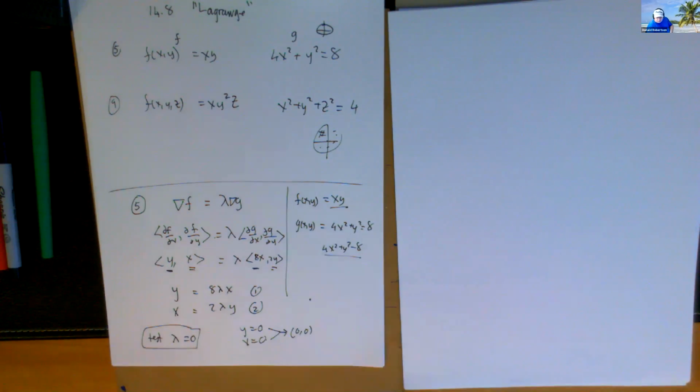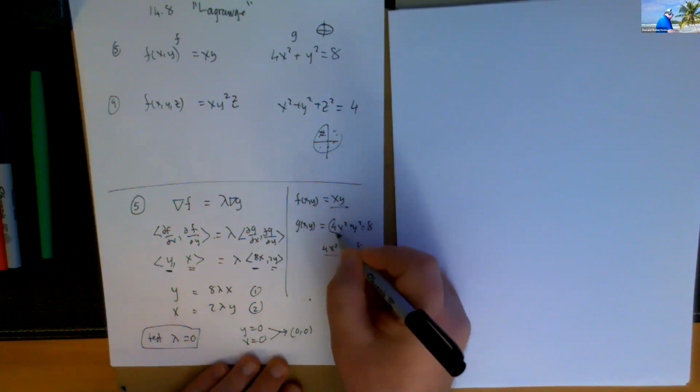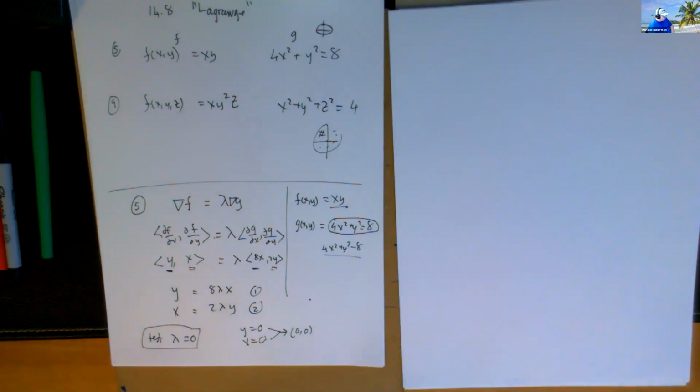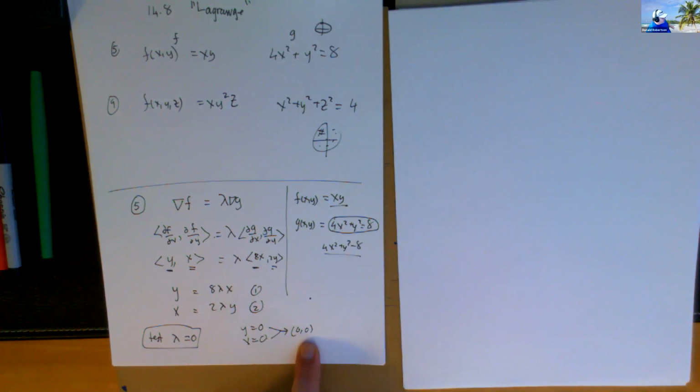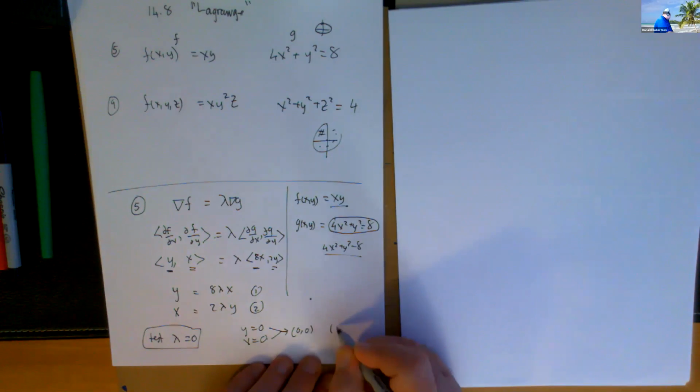Now, on our constraint here, you can only use points that have the relationship that 4x squared plus y squared equals 8. Would you agree that 0 is not one of those points? Right, the origin. So we can't use it.